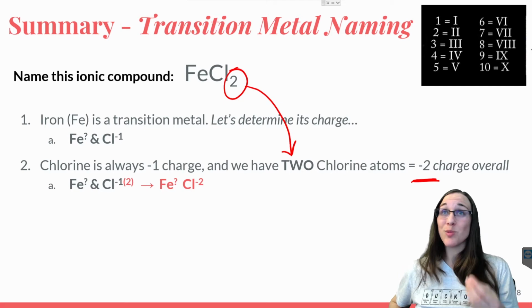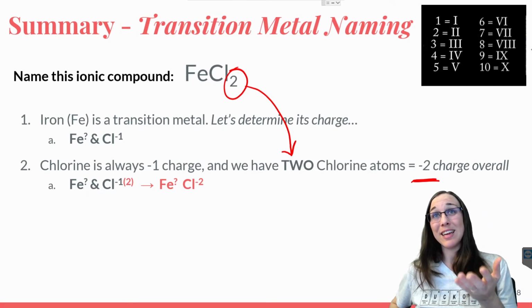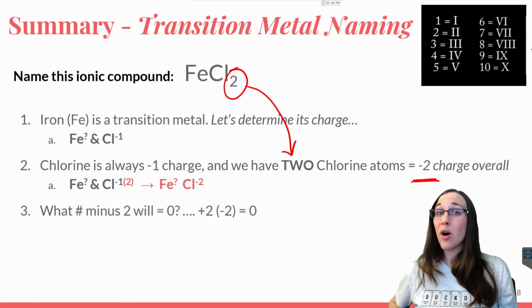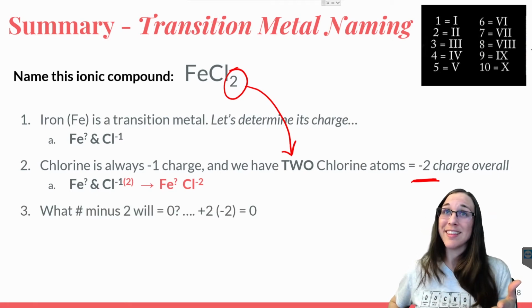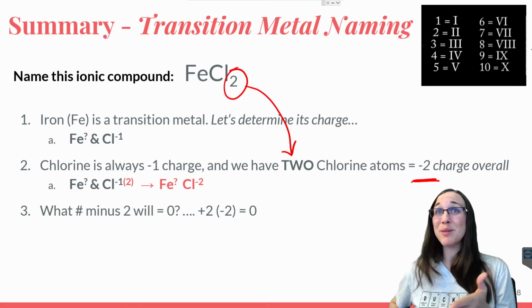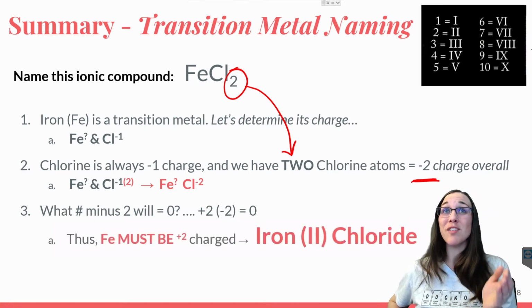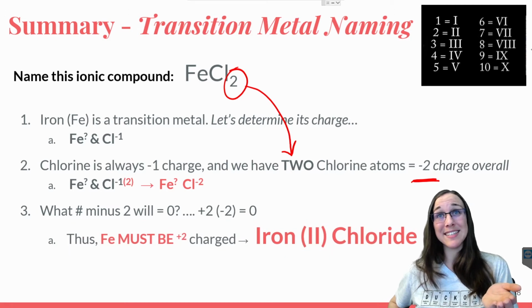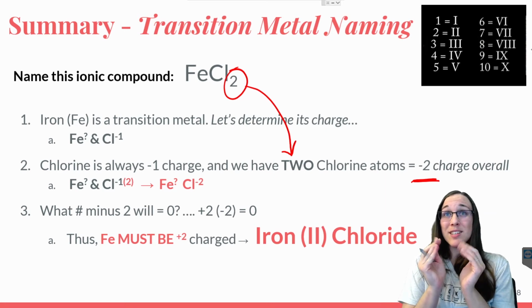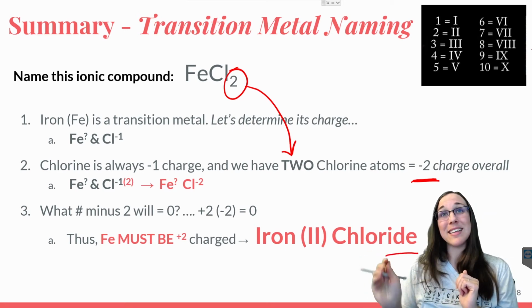So what charge would iron Fe have to be wearing in order to cancel out the -2 and equal 0 overall? Hopefully you saw, just as before, that the only number that will subtract from 2 and equal 0 is +2. So Fe must have a charge of +2 for that to make sense. We would write that then as iron 2 in parentheses, chloride, always ending in the ide.